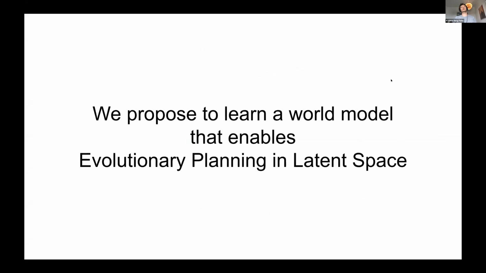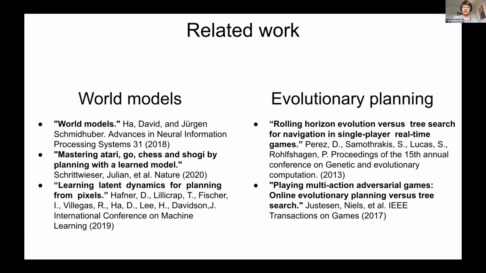And so in this paper, we propose to learn a world model that enables evolutionary planning in the latent space of the world model. And this can be seen as a kind of synthesis of two strands of research, one in world models and planning, most notably world models by David Ha and Jürgen Schmidhuber, and also the work by DeepMind in Go, chess, and Atari games. And then this other strand of evolutionary planning, where you try to use evolutionary methods for planning.